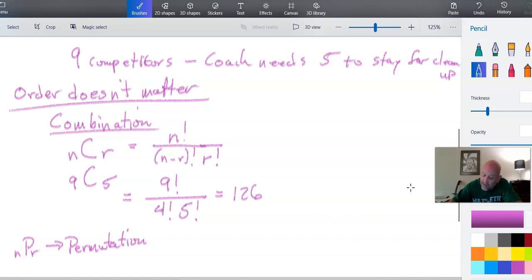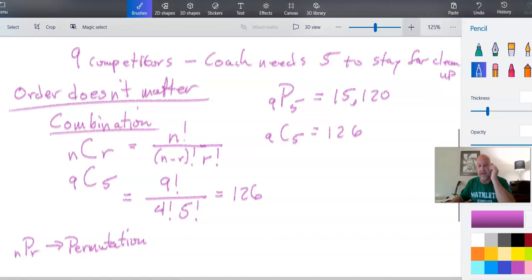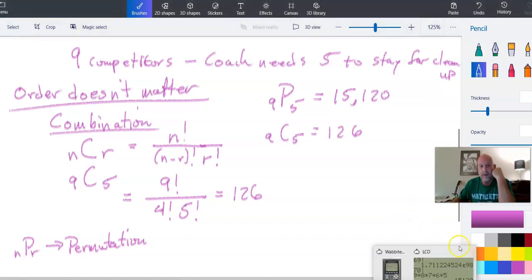Now, I want to show you something else here. Because we worked out 9P5, and we worked out 9C5, right? Okay, you can plug these into your calculator as well. If I remember correctly, this came out to 15,120, and then this one we just worked out is 126, right? So let me show you how this works on the calculator now.